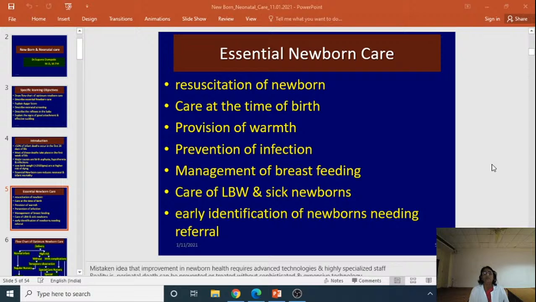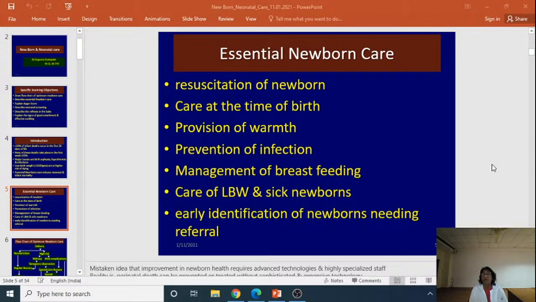And then you have to take care of the warmth. The baby should be kept warm, because the baby was warm in the uterus in the amniotic fluid. Now once the baby is exposed to the external environment, the baby needs time to get adjusted. So it is our duty to ensure that the baby is given the required warmth, and then you should be able to prevent infections which are very common in the newborn.